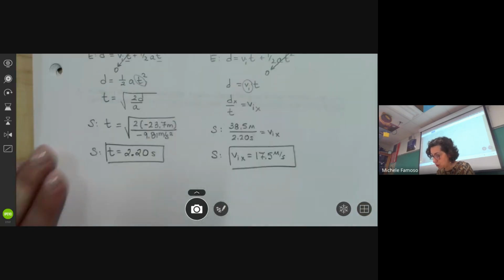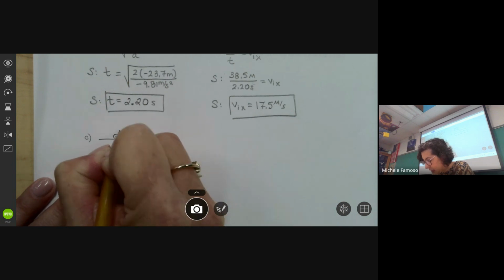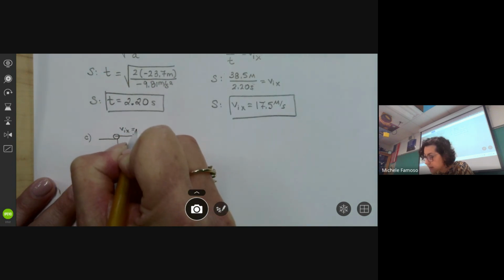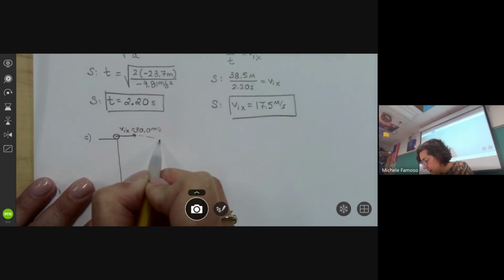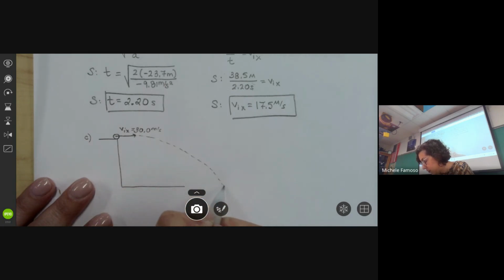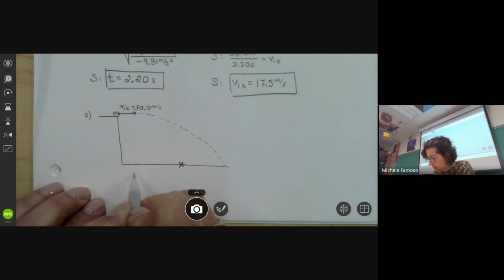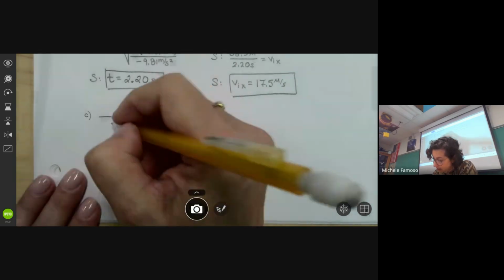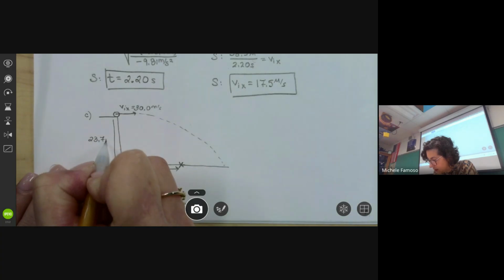So let's make a new picture down here. Here is that cliff. Here is the motorcyclist coming off the cliff. Now that X velocity is 30.0 meters per second, which means this motorcyclist is going to go down and out and land way over here. Let's say the landing zone is right there. We know that distance there is 38.5 meters. The distance to fall remains 23.7 meters.